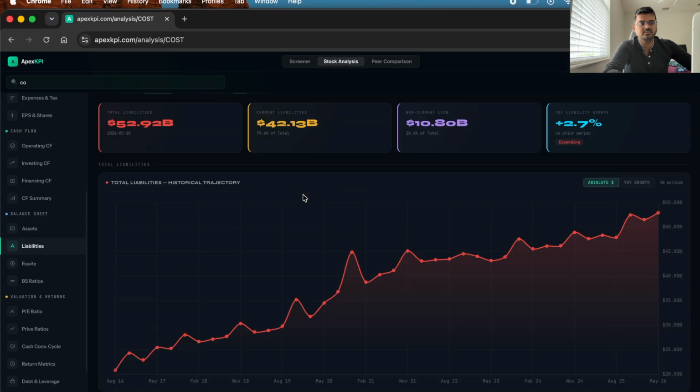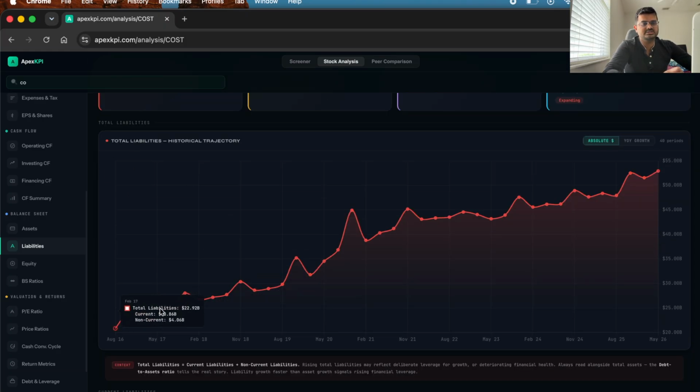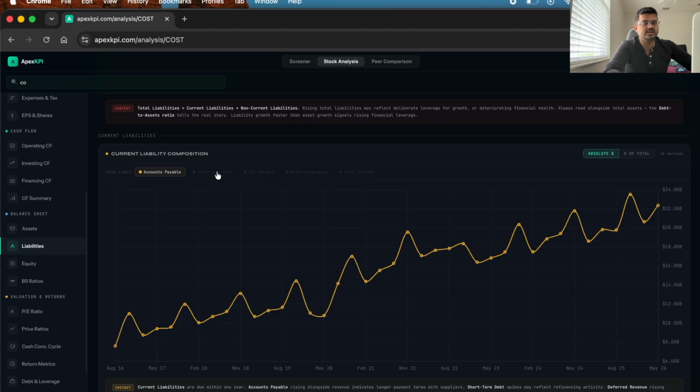Now let's move on to the liabilities. Even in the liability section, we would see two different lines, current liability and non-current liability. Before that, the total snapshot of total liabilities is growing, that's expected. Now let's look at the current liabilities. Current liability has five sections: accounts payable, short-term debt, tax payable, deferred revenue, other current liabilities. I would take up everything.